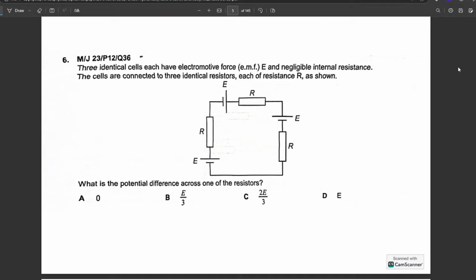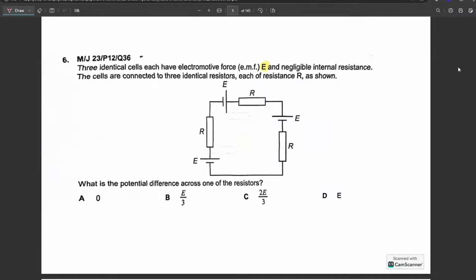Okay, let's see this question. Three identical cells each have electromotive force E and negligible internal resistance. The cells are connected to three identical resistors, each of resistance R as shown. What is the potential difference across one of the resistors?